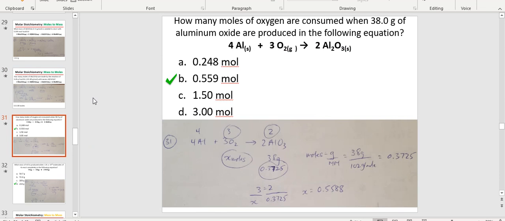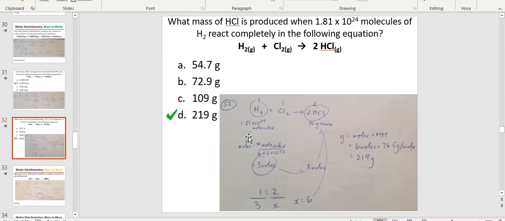How many moles of oxygen are consumed when 38 grams of aluminum oxide are produced in the following equation? Again, same thing. I'm looking for the number of moles, I give you grams. Now I could give you grams, or I could give you the number of molecules. Doesn't matter, you could use either of the triangle formulas to find moles, which is what you would plug in here. Right here, what mass of hydrochloric acid is produced when 1.81 times 10 to the 24 molecules of H2 react completely in the following equation?